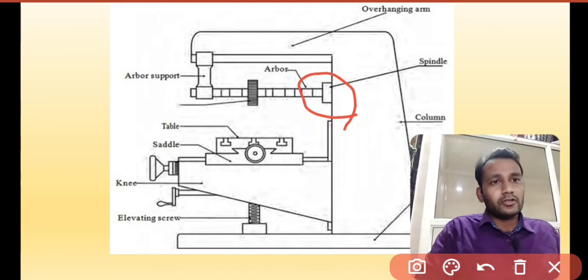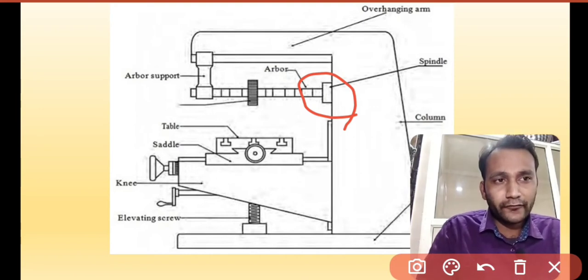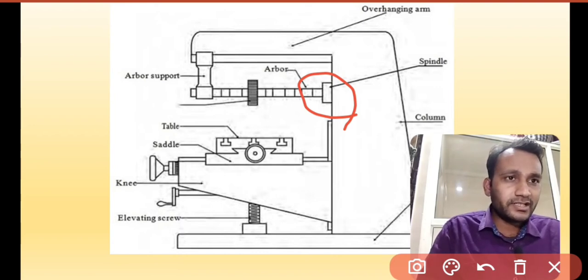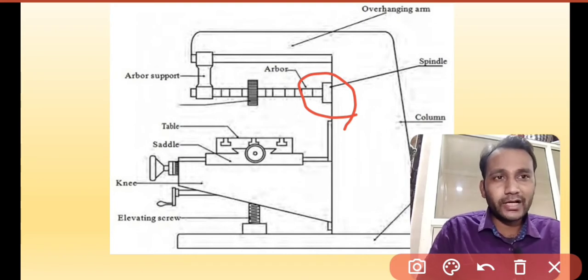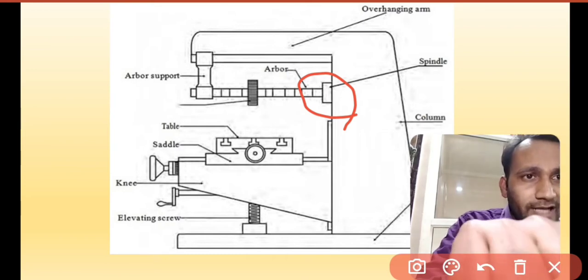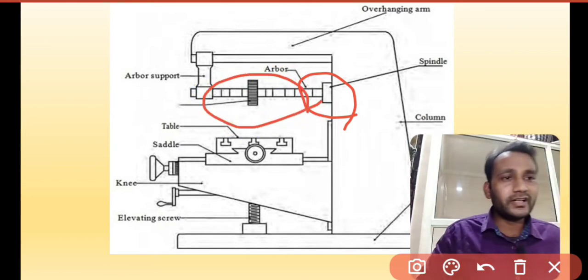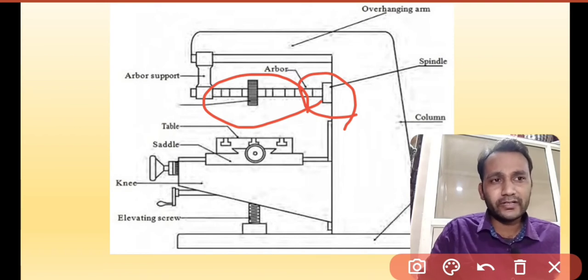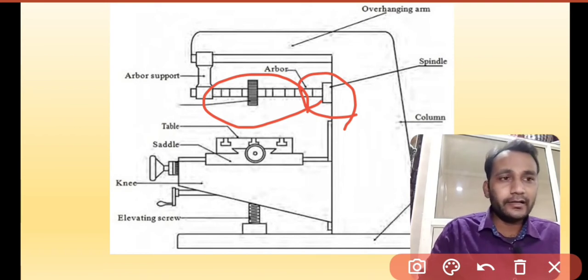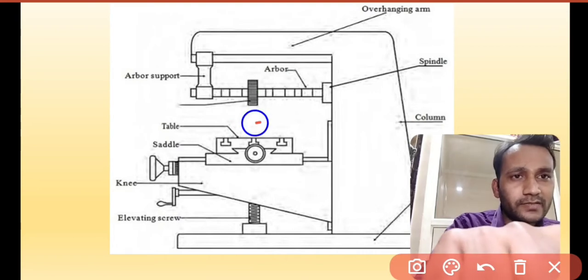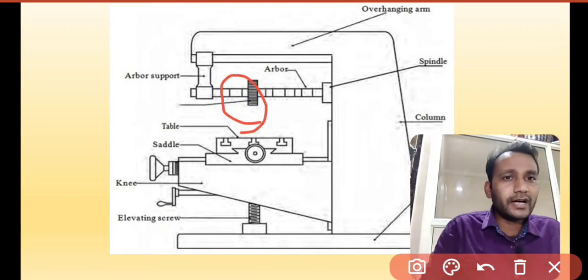Next you can see here the spindle. The spindle has a rotary motion, and it gets the power from the motor. From the motor, power is transmitted to the spindle through various mechanisms. There is a gear drive and a belt drive, so that we can alter the speed of the spindle as per our requirement. On the spindle the arbor is mounted, and arbors of different sizes or specifications can be used. On the arbor the milling cutter is mounted.